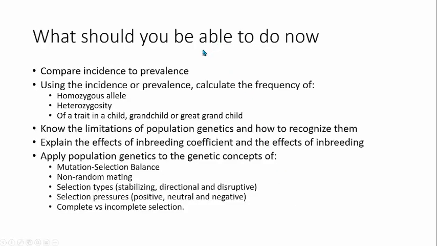Okay, so at this point you should be able to practice problems using the Hardy-Weinberg equation, know how to read a vignette and figure out what it's telling you and what you need to do with it. You should be able to differentiate incidence from prevalence, but know that in the case of population genetics, we use them synonymously. You should be able to figure out the frequency of an individual homozygous allele or heterozygosity or the trait of a child or a grandchild using population numbers.